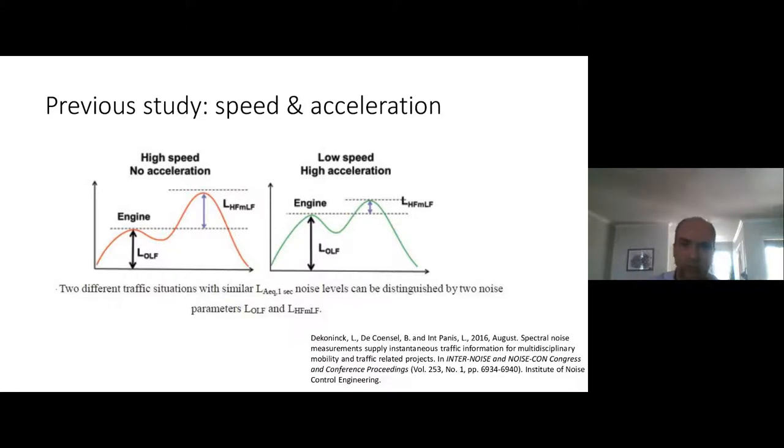A European study also demonstrates that frequency can define speed and acceleration, even with similar LIQ or noise load. They show a big difference between high and low frequency presents high speed with no acceleration, which you can see in the left figure, and a small difference between high frequency and low frequency presents low speed with high acceleration.